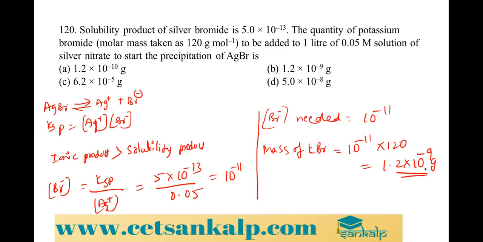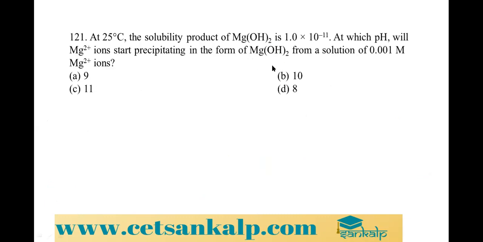So see what option A is, does option B come? Good. So the answer is option B. Right. Now question number 121. At 25 degrees Celsius, solubility product of Mg(OH)2 is 1 into 10 to the power minus 11. At which pH will Mg2 plus ion start precipitating in the form of Mg(OH)2 from a solution of 0.001 molar Mg plus 2 ions?